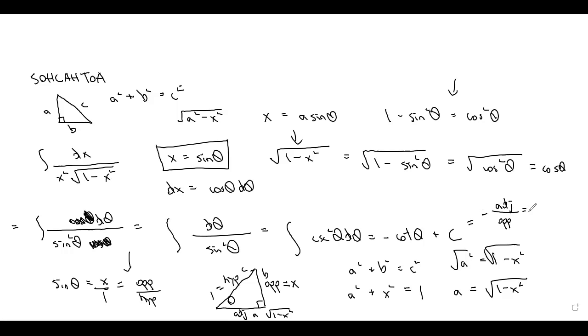So what is adjacent? That was square root of 1 minus x squared over, and then opposite was, I'm just doing this according to these labels right here, opposite was x. Oh, and the minus sign is still there. Opposite was x, and then you have plus your constant. So that right there is your final answer for this question. So the integral is equal to minus square root of 1 minus x squared over x plus your constant.